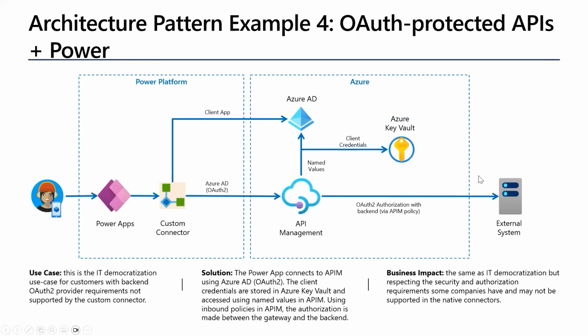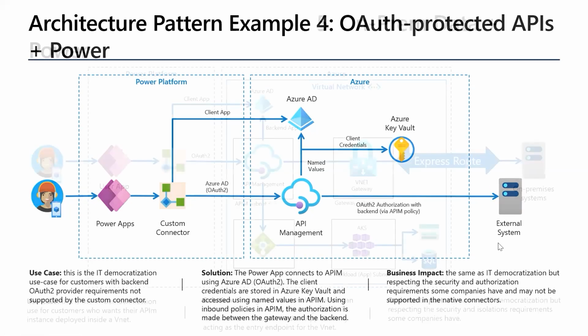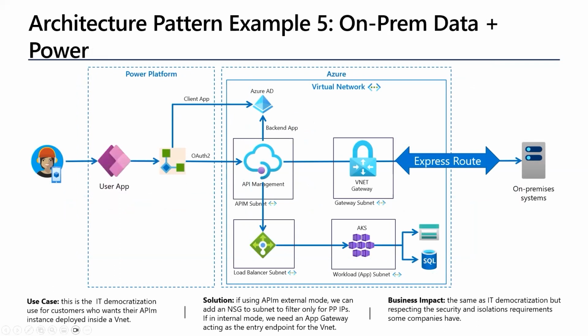Another example is an OAuth protected API that might exist in an on-prem situation. Again, you've got a Power App sitting on top of a custom connector that might use some advanced security so that you can connect into an external system. Another architecture that you might find is on-prem data plus Power, similar to the last one, but you might use additional functionality inside of the Azure space.